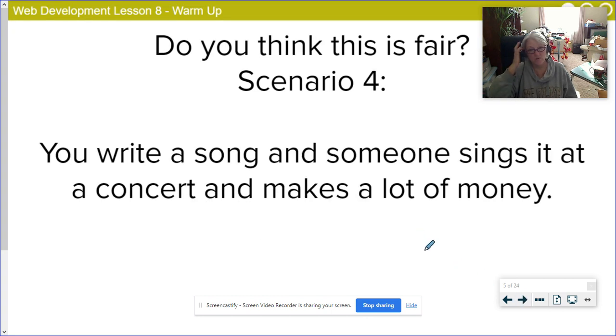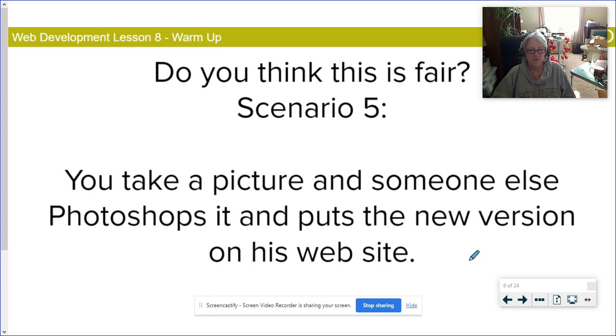Scenario number 4, you write a song, someone else sings it at a concert and makes a lot of money from it. Go. Not okay. Well, is it specific enough? Did it say whether they shared some of that money with you? And here's number 5. You take a picture, someone else takes your picture, photoshops it, puts the new version on their website. Think that's fair or not? On your mark, get set, go.